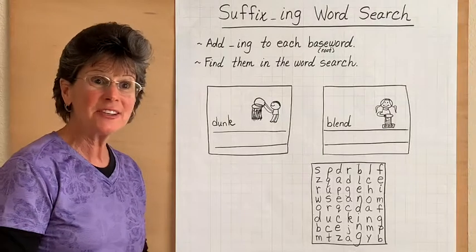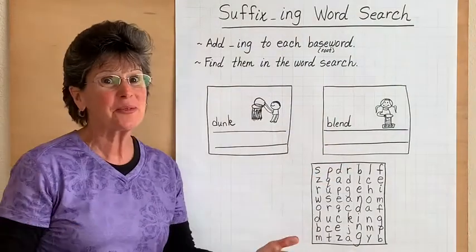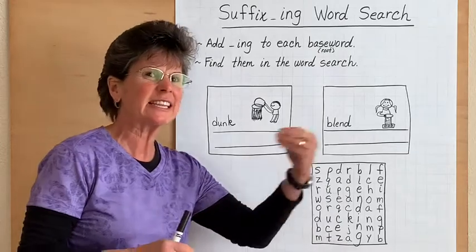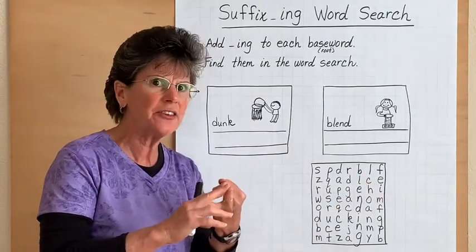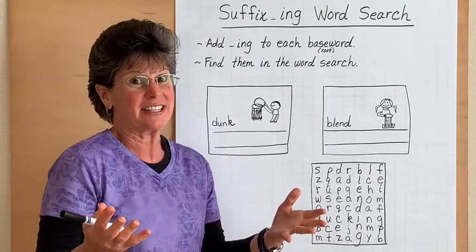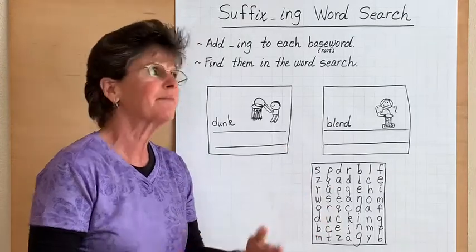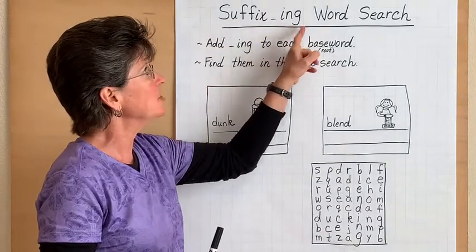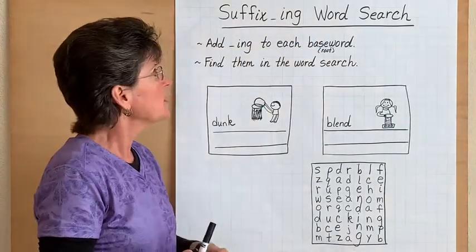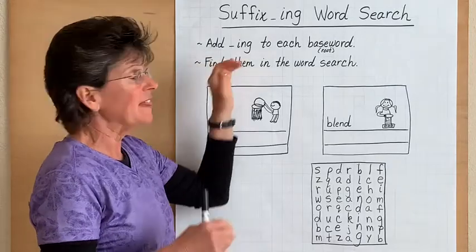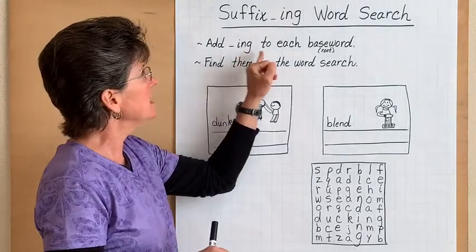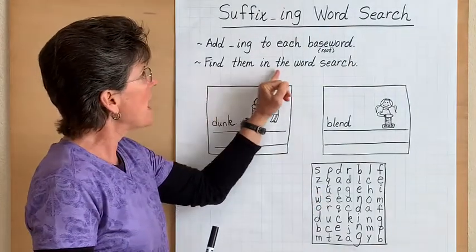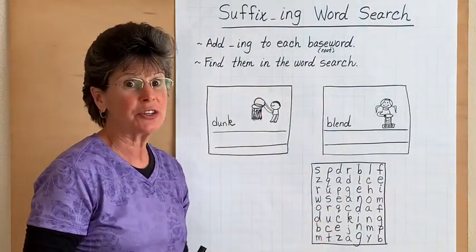Okay, on our next page, you guessed it, we have another word search, but this time instead of using the suffix ed, just like last week when we used ed, we're going to use another suffix, and I can already hear you saying the ing, the ing, that's what this page is. So we're going to be using the suffix ing in our word search. So again, we want to add ing to each base word or root word, and then we want to find the word in the word search.